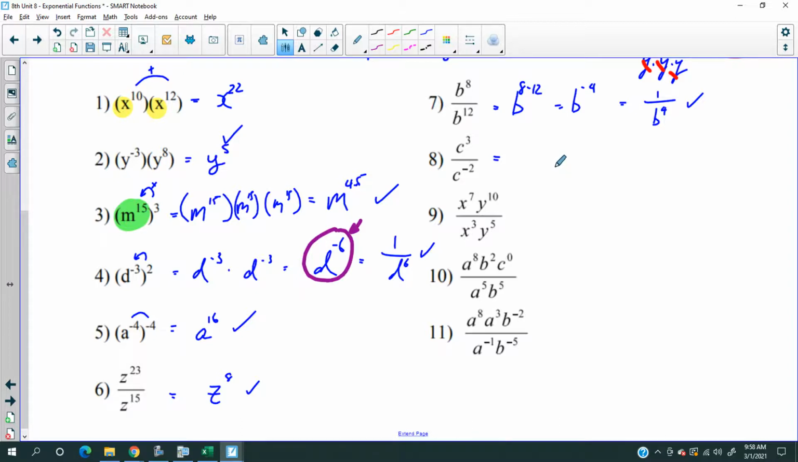Now, let's see. You know what? Press pause right now. Try this one on your own. Okay, I should have let you try these on your own a little earlier. But try this one on your own. What do you think the answer is? All right, press pause right now if you need to. If not, then I'm just going to go right over it.